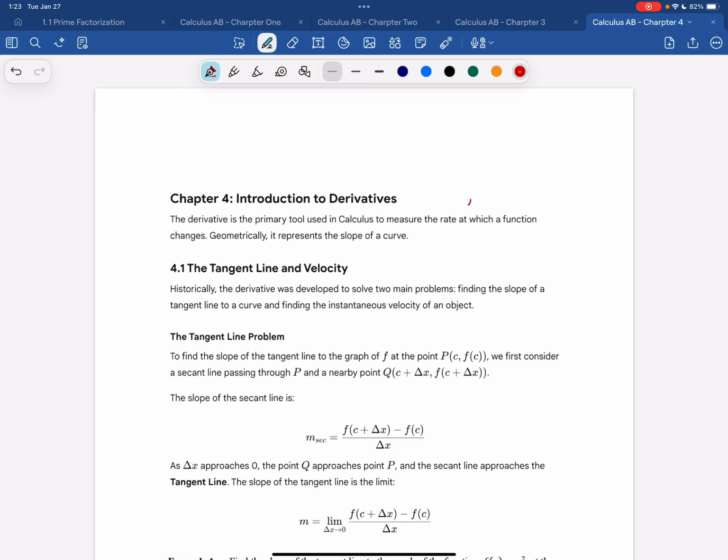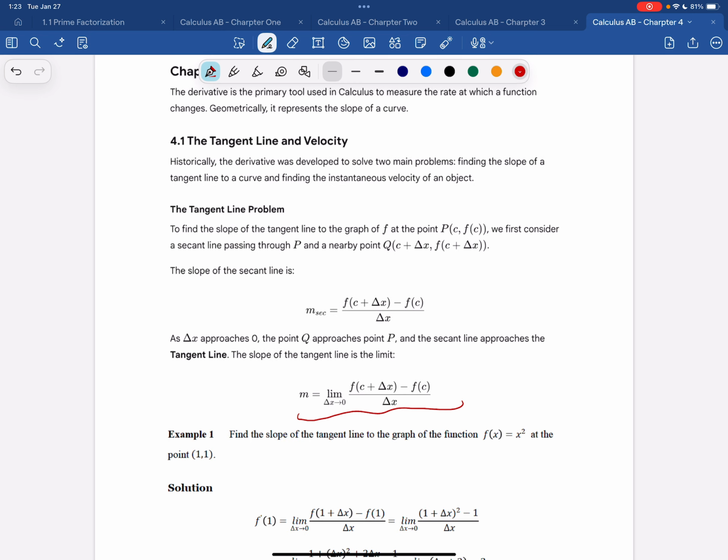Okay, so the tangent line is pretty easy here. It's just like m here. The tangent line slope equals the limit as delta x approaches 0 of f of c plus delta x minus f of c over delta x. Okay, so why is the derivative counted as a tangent line?